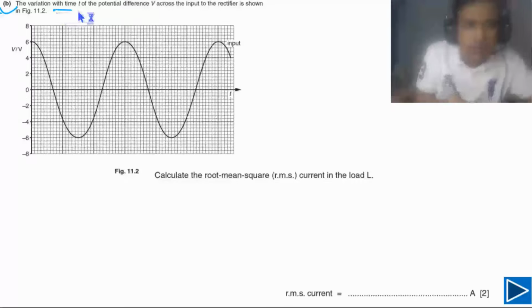Part B says the variation with time t of the potential difference V across the input to the rectifier is shown in figure 11.2.